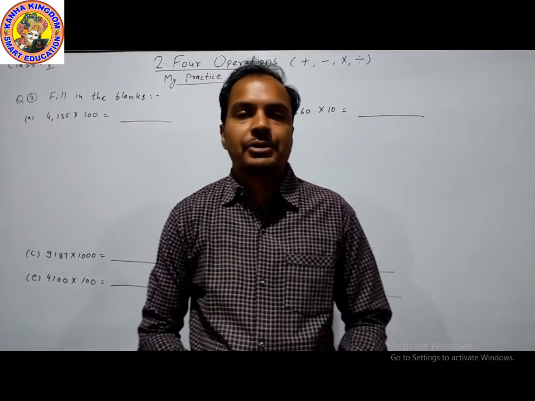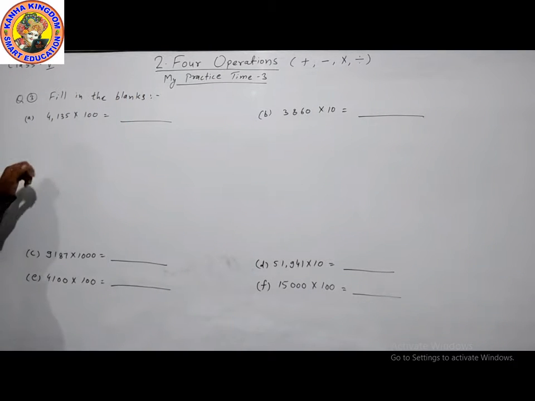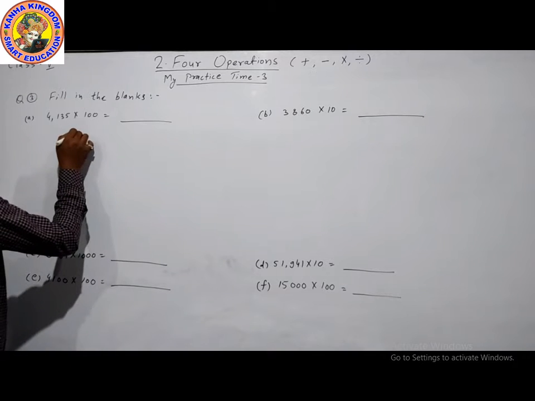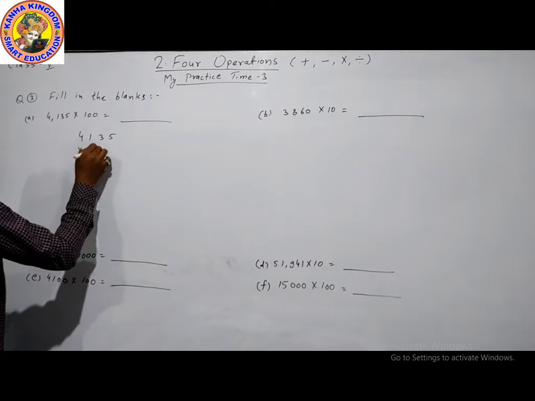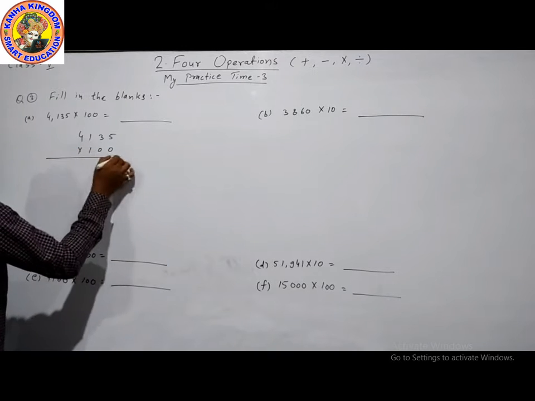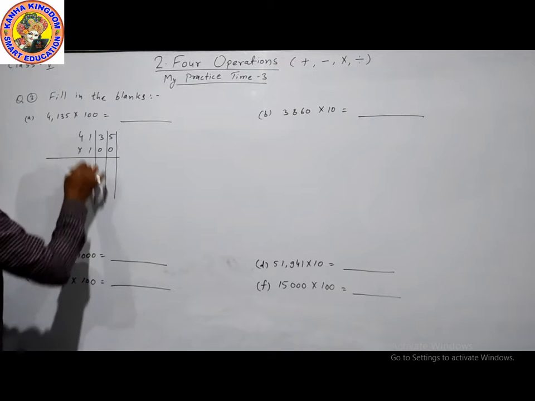Now our next question is question number 3. Fill in the blanks. Part first. 4135 multiplied by 100. The answer is, first of all, we will multiply these numbers. We will make a table.